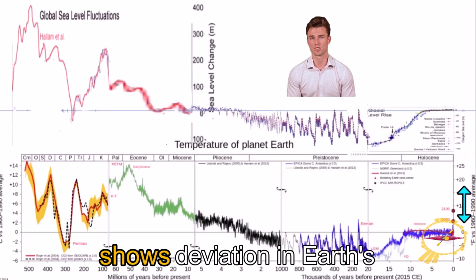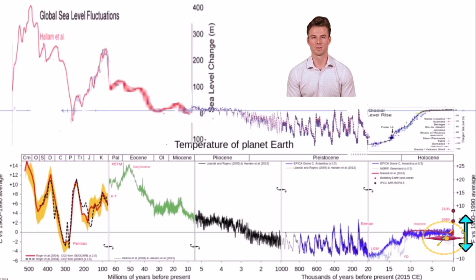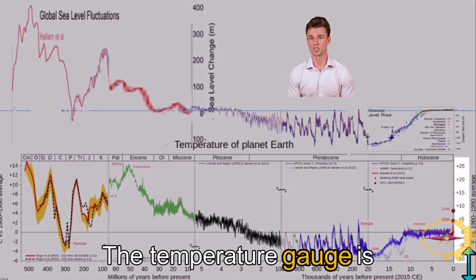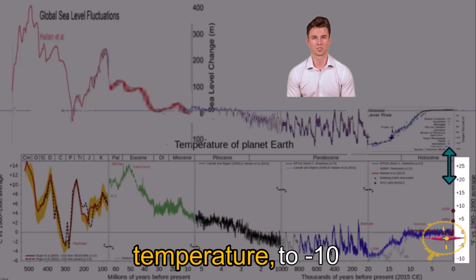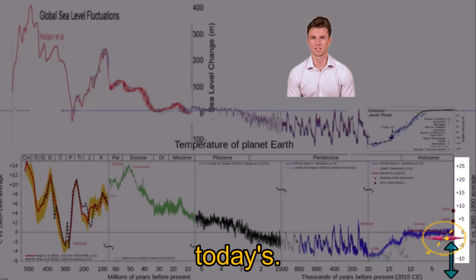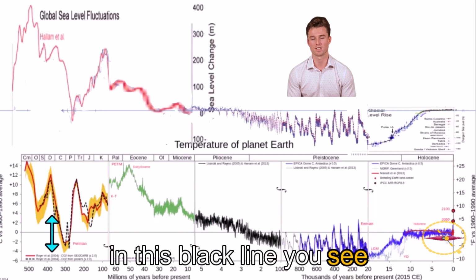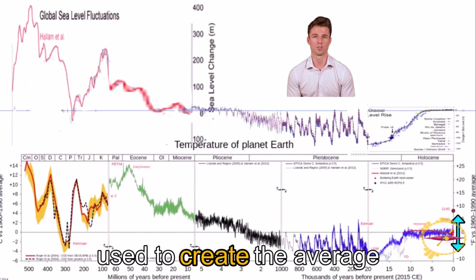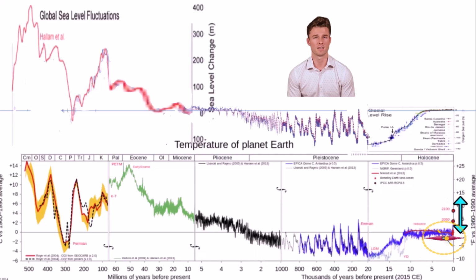The temperature chart shows deviation in Earth's temperature based upon the average of our present temperature. The temperature gauge is shown here ranging from plus 25 degrees Fahrenheit warmer than today's temperature to minus 10 degrees colder than today's. Today's average is depicted in this black line you see here, and the period of time used to create the average is a period of time between 1960 and 1990.